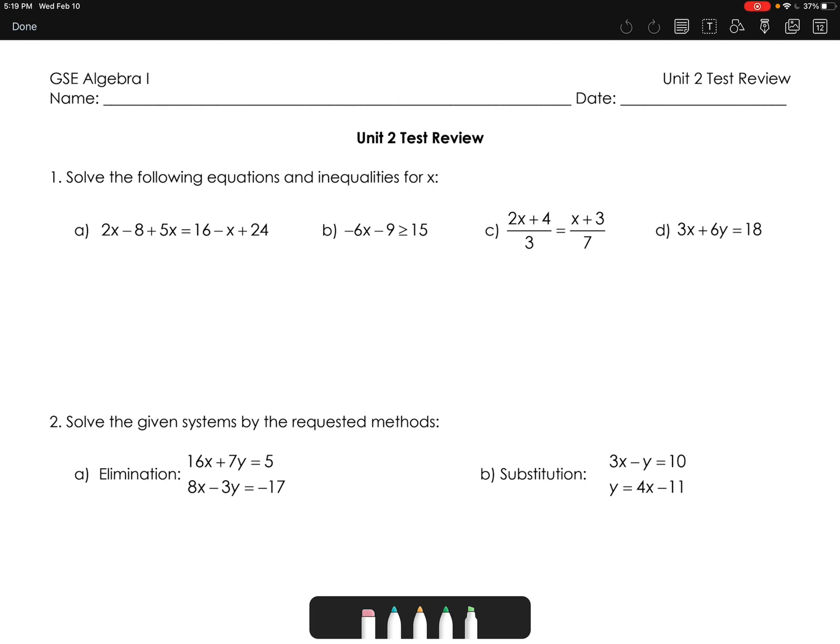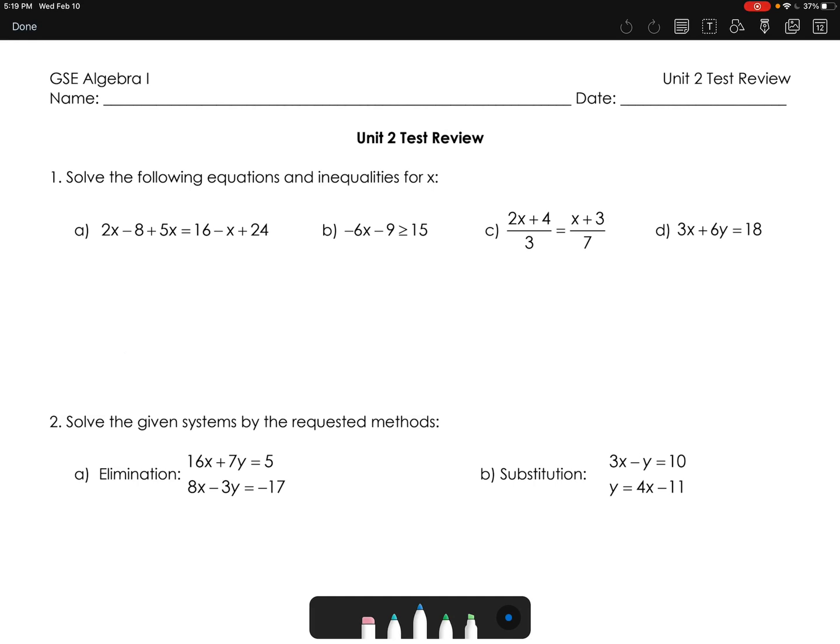We are going to go through the Unit 2 test review for your test coming up. I'm not going to go through every single problem on this review. I'm going to try my best to put the answers to everything on here, but I'm just going to go through the ones that I think are the most challenging, that you might make a common mistake on.